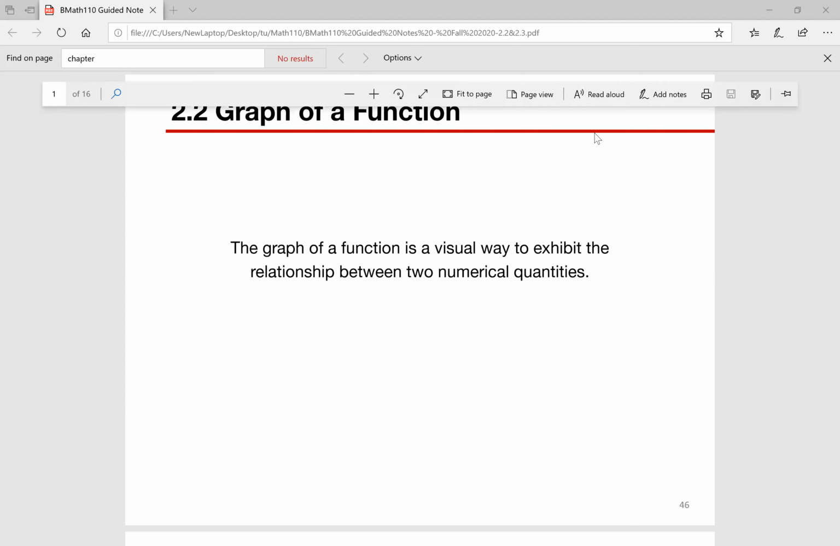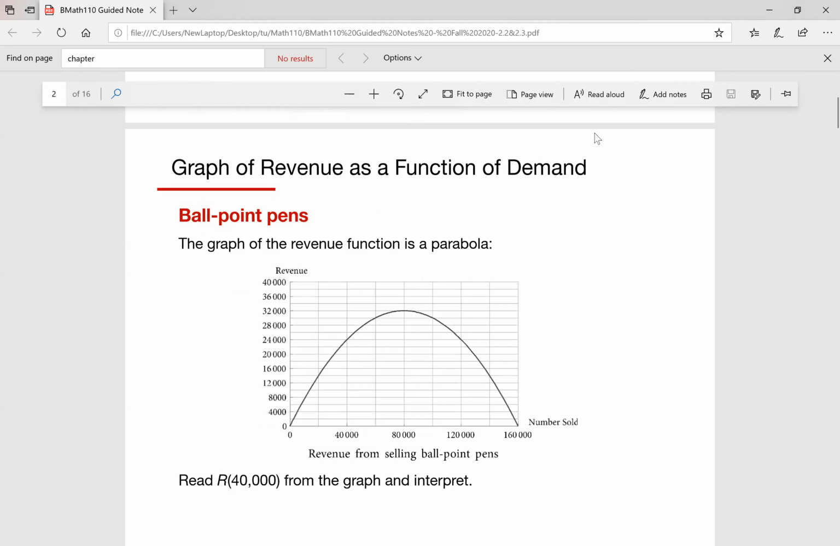Hi class. Today I'm gonna talk about section 2.2, graph of the function. So the graph of the function is a visual way to exhibit the relationship between two numerical quantities. Okay, let's move down to the next page.